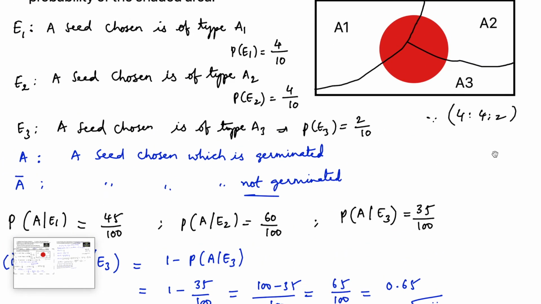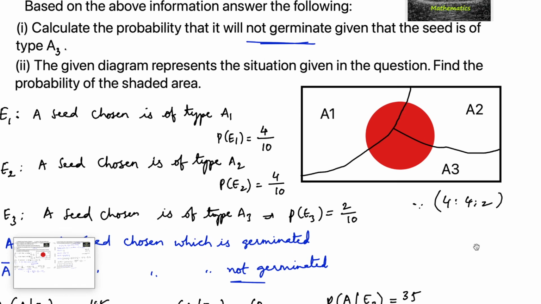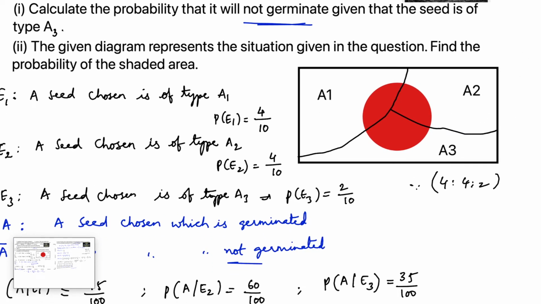Now let's see the second one. The given diagram represents the situation given in the question. Find the probability of the shaded region. So here it is totally divided into three types: A1, A2 and A3, and the germinated seeds are given as 45%, 60% and 35%. The red shaded region is A.